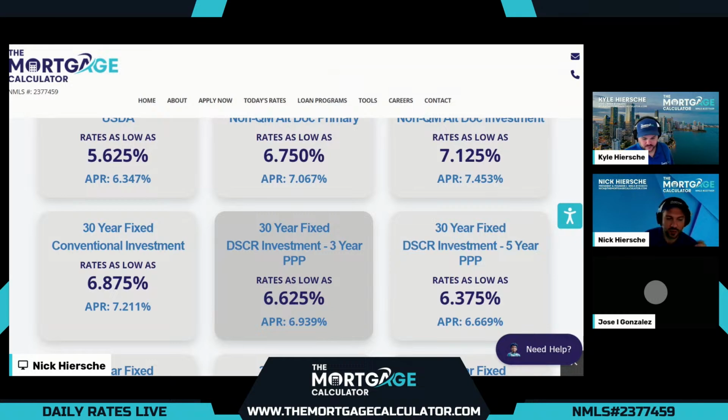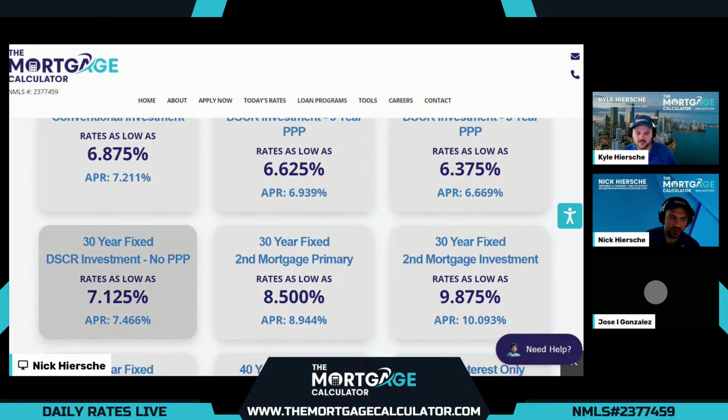First up, our 3-year prepayment penalty option, rates as low as 6.625, final APR 6.939, better than conventional, which is amazing. And we can add a 5-year prepay to some programs and get even better, rates as low as 6.375, final APR 6.669.